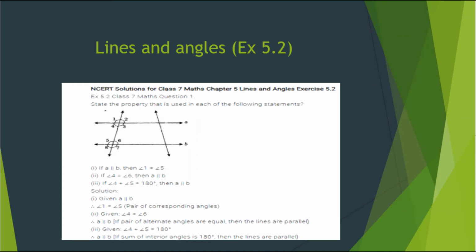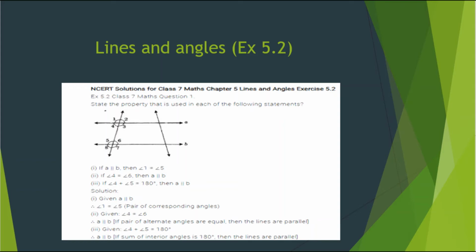Coming to our exercise 5.2, question number 1: state the property that is used in each of the following statements. The figure has been given to us. We have been asked: if A is parallel to B, then angle 1 is equal to angle 5. If angle 4 is equal to angle 6, then A is parallel to B. If angle 4 plus angle 5 is equal to 180, then A is parallel to B. These three are the parts of the question.